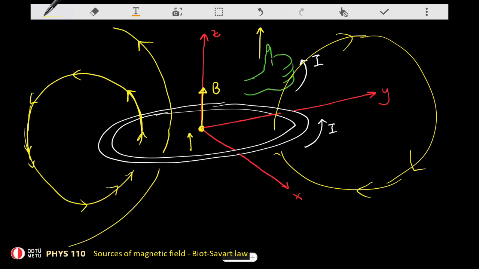There's a very special line in here that passes from the center. So this is parallel to the z-axis at all times. So this is a line that starts from minus infinity of the z-coordinate and goes to plus infinity of the z-coordinate.